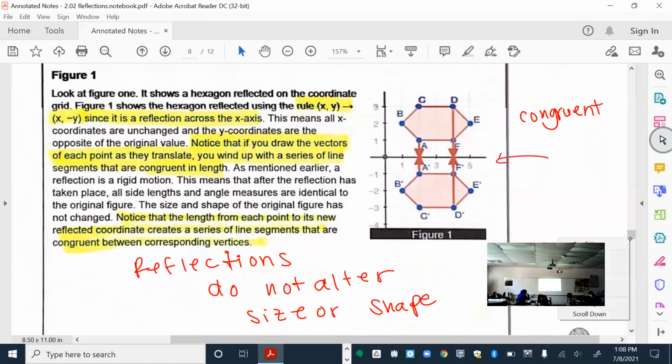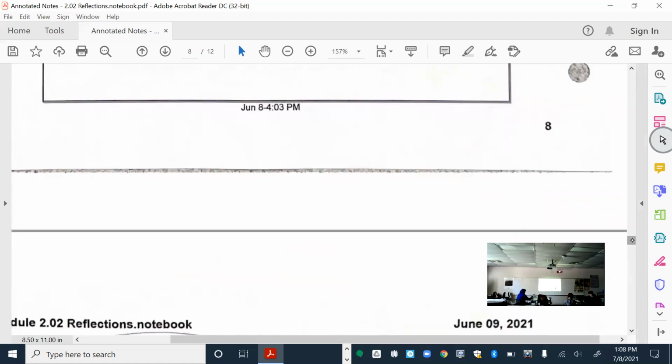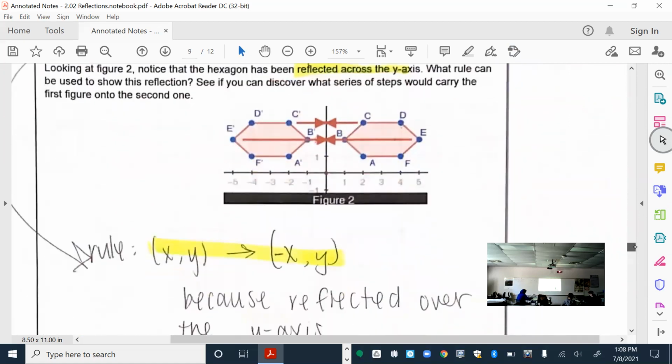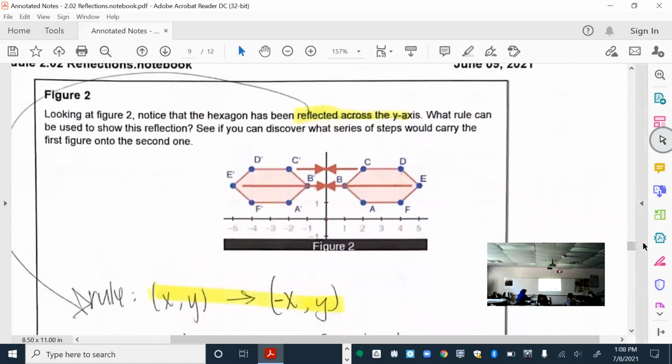Scrolling down a little bit. All right, so figure 2. We have a hexagon reflected across the y-axis. So notice that the rule for that we already discussed, but if you had to come up with the rule, you see that the x values change, the y values do not. All right, that was pretty straightforward. Still congruent shapes.